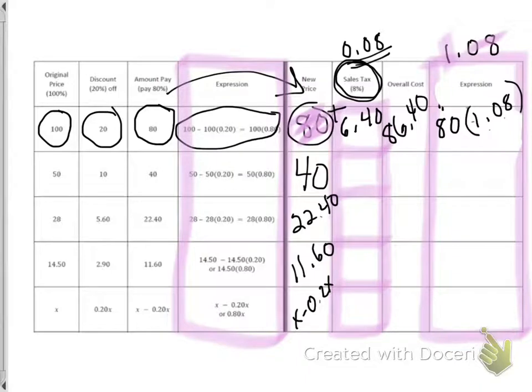Okay, so here we go. We're back. We're down to our next one, which is $40. Our new price is $40. If you multiply 40 by 0.08, you're going to get $3.20. Add those together, and $43.20 becomes our overall cost. And this over here, of course, is our $40 times 1.08. So why don't you go ahead and do the rest of these, and I'll come back and have some answers for you.